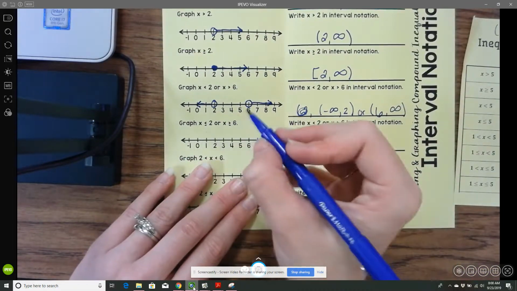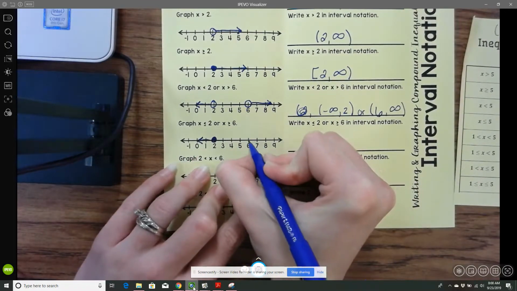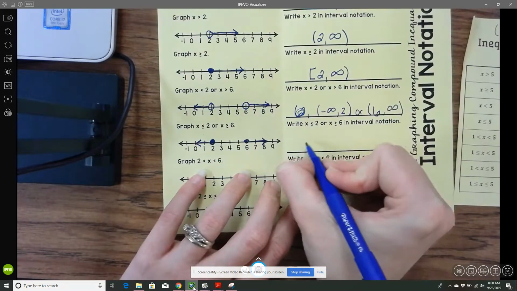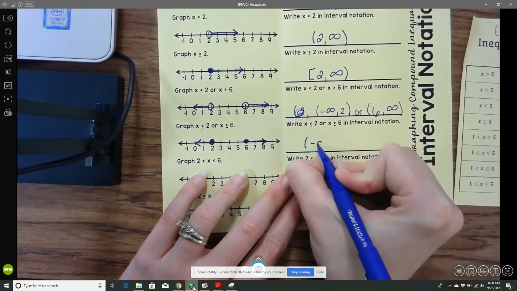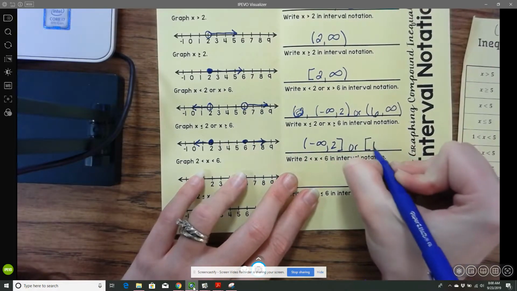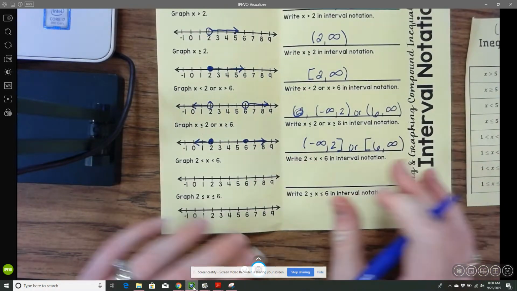So here I've got X is less than or equal to 2, or X is greater than or equal to 6. So same thing here, except we would use the brackets for our numbers. So again, infinity always has the parentheses.